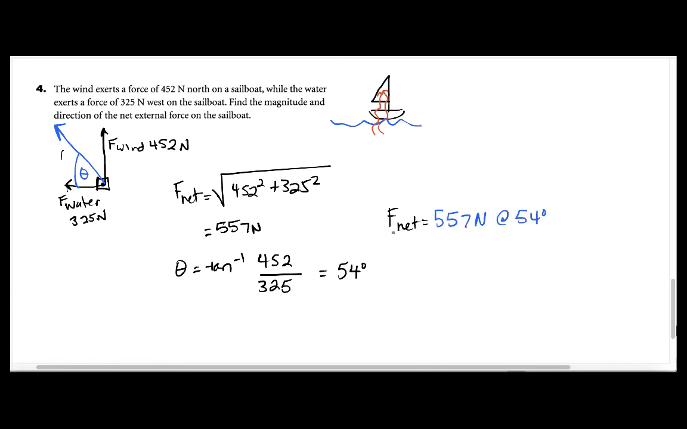So my answer is that I'm going to have a net force of 557 newtons at 54 degrees. Now for this one, we actually know that this is going north and this is going west. So we wouldn't use above the horizontal. We can specifically say that this is some angle north of the west line. So 54 degrees north of west.